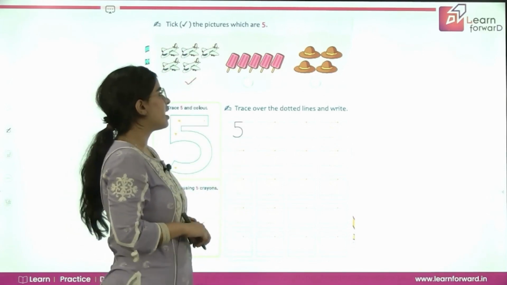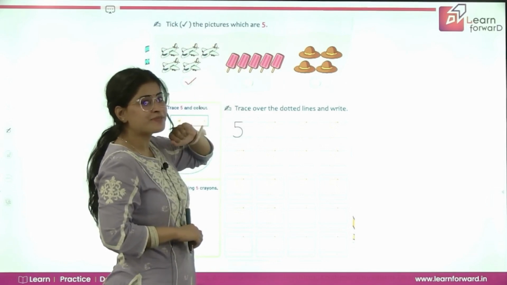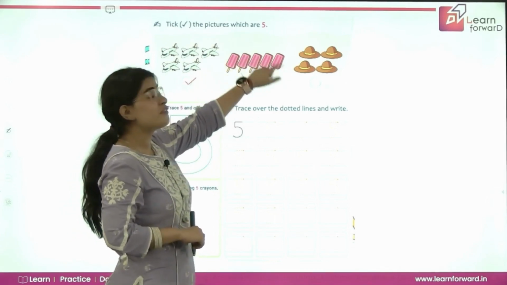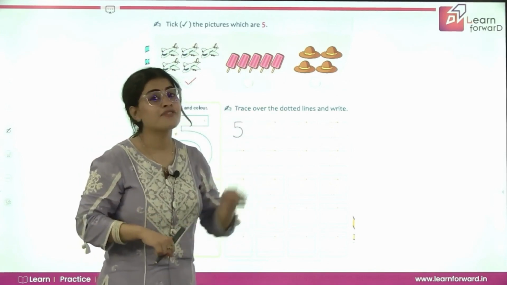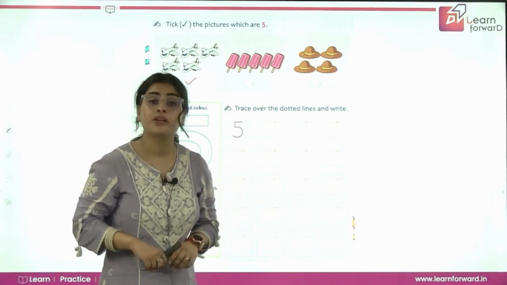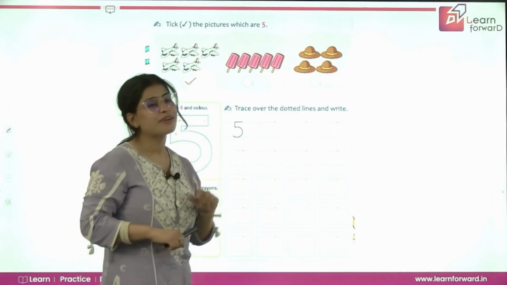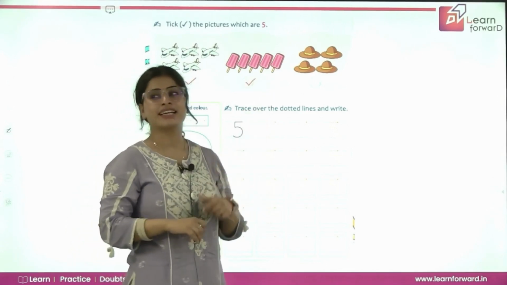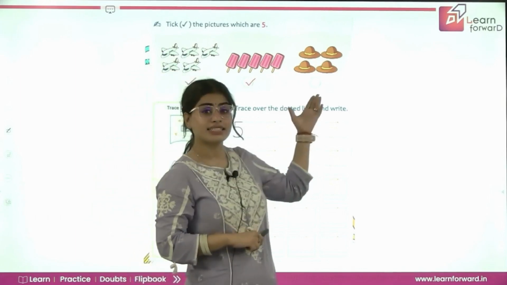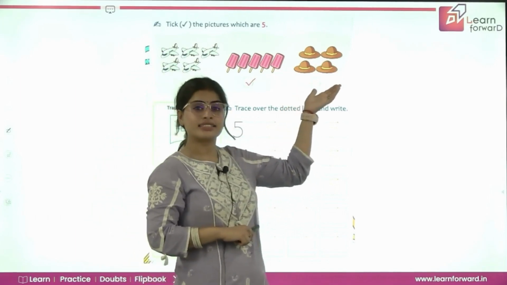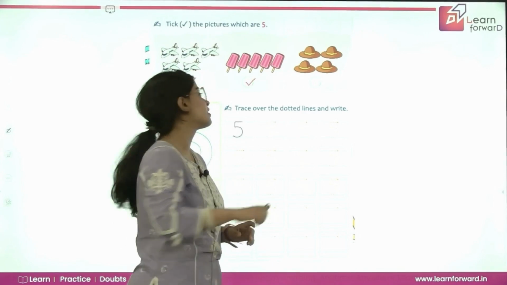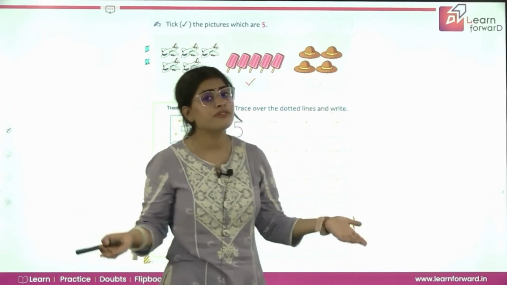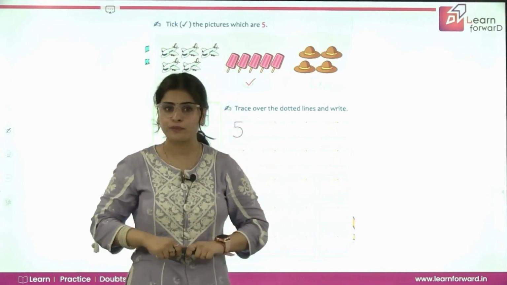Okay. Now how many ice creams are there? Let's count it. 1, 2, 3, 4, 5. Again, we have 5 ice creams here. So we are going to put a tick mark here like this. Well done. Now next is hats. These are hats. So let's count it. 1, 2, 3, 4. There are only 4 hats, so we will not put a tick mark.